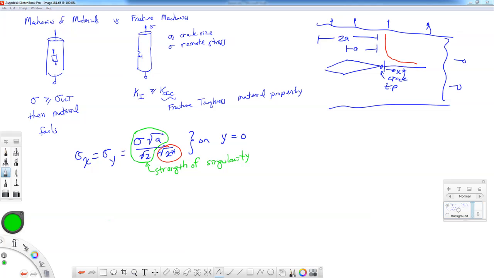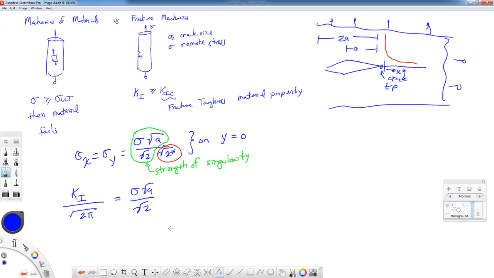Well, the standard way to write this is, instead of using sigma square root A over square root 2 every time we write something down, we're going to replace this, and we're going to equate K1, our stress intensity, and we're going to divide this by square root of 2 pi. We're going to set that equal to this sigma square root A over square root 2.